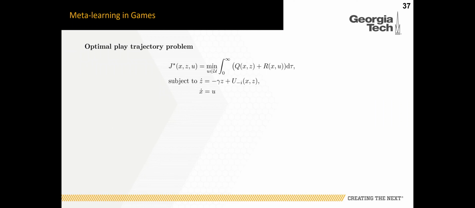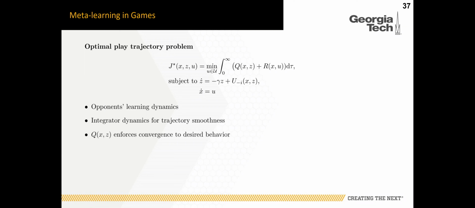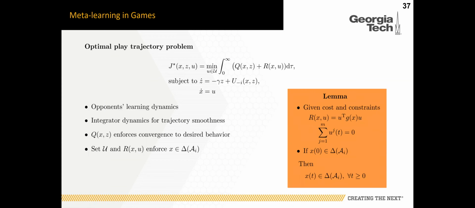The first thing that comes to my mind is to derive my performance index. My dynamics are given by this: x dot equals u is just a single integrator that will make sure that everything lies inside the probability simplex, and also ensures trajectory smoothness. Q of x, z enforces convergence to desired behavior, and R of x, u is how I penalize my choice map and my u. Of course, we prove that everything eventually remains in the probability simplex, given specific cost and constraints.